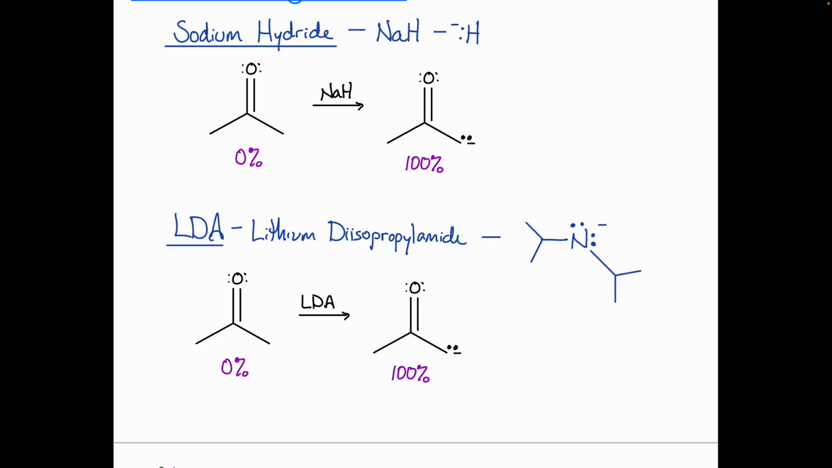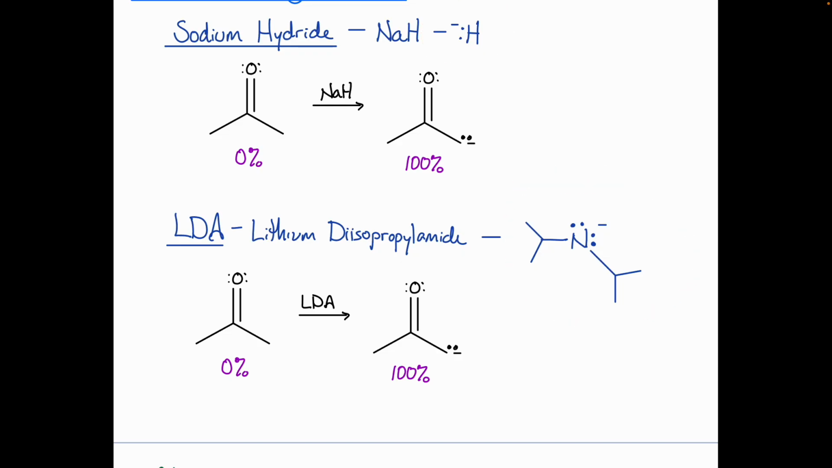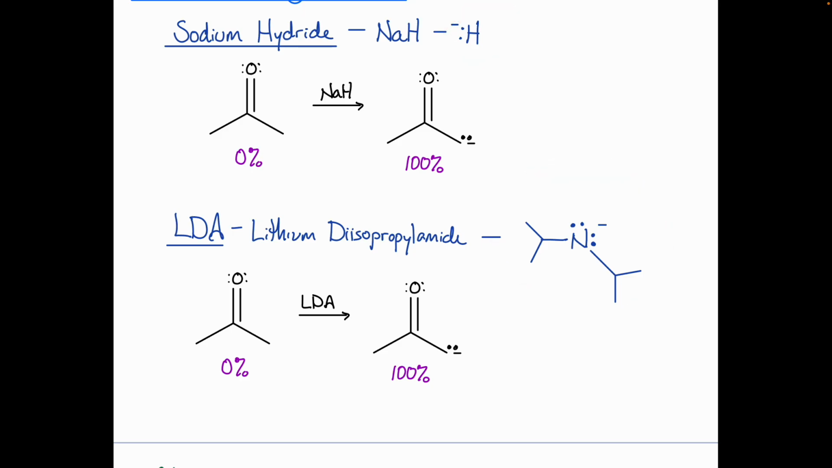Now, in the case of acetone, this is a symmetric molecule. Both of my alpha carbons are identical, so it wouldn't matter which one of these bases I choose. But there is a practical difference between these two bases, and that's just the size of them. So which one's smaller, sodium hydride or LDA? Yeah, just this single hydrogen atom versus this big bulky LDA molecule here. So this one is my small base. This one is my large base.